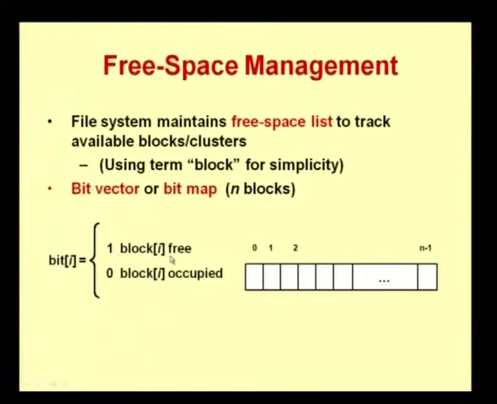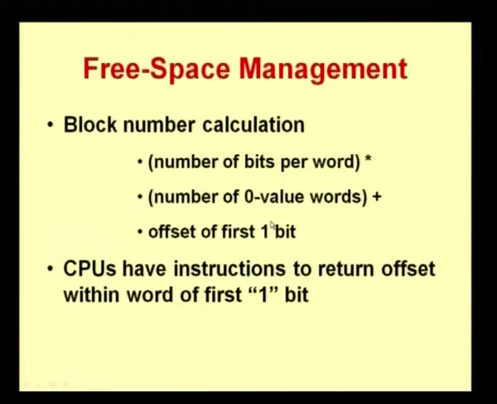Now, this bit vector, otherwise called a bit map, is one where block i is said to be free if the bit is 1 and occupied if the bit is 0. So, this is how it is used. In the case of contiguous allocation, the files may be copied in locations 0 and 2, or 4, but the remaining locations may be free. In order to calculate this, we will see a formula for calculating the block numbers in terms of free space management.